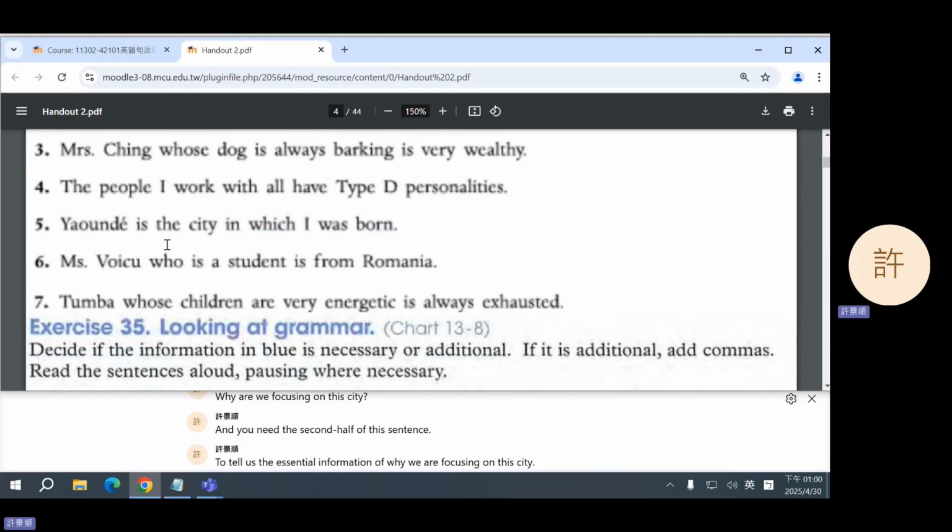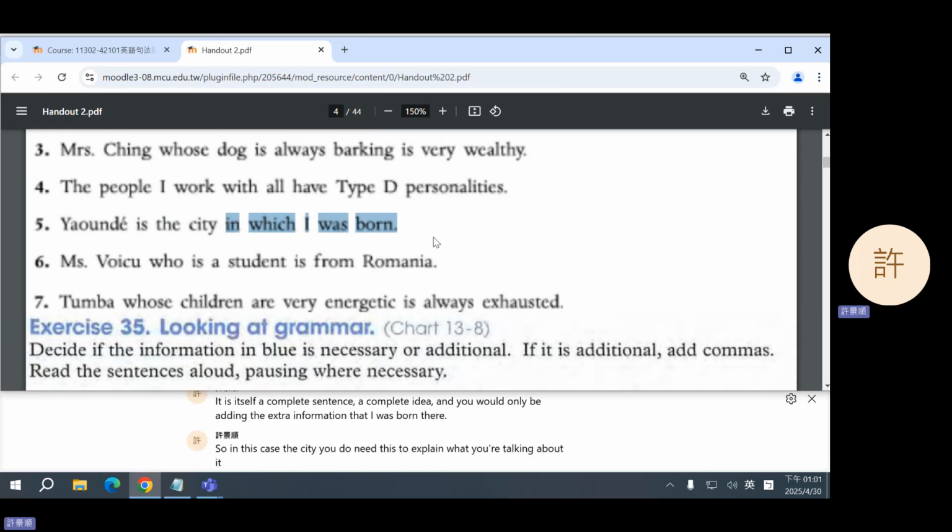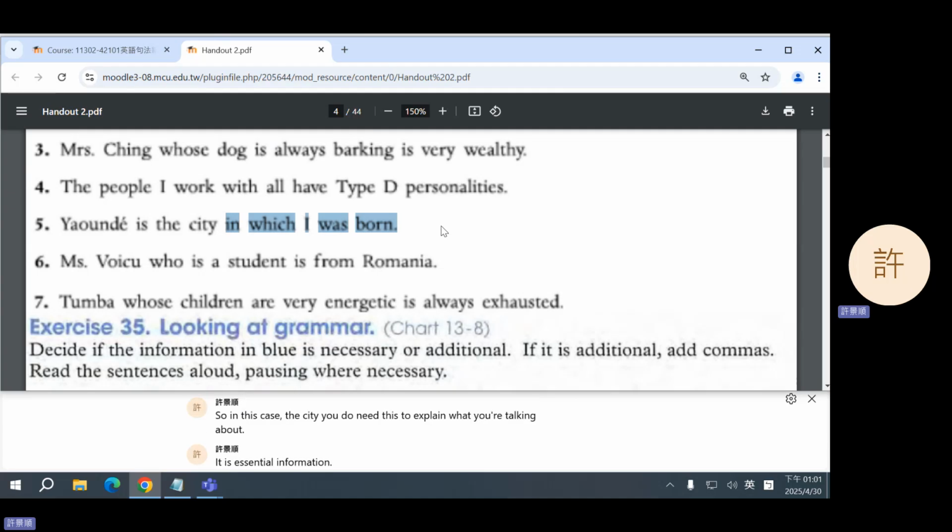Now, if the sentence says Yaoundé is a city, then there should be a comma here. Because Yaoundé is a city needs no extra information. It is itself a complete sentence, a complete idea. And you would only be adding the extra information that I was born there. So in this case, the city, you do need this to explain what you're talking about. It is essential information, no comma.